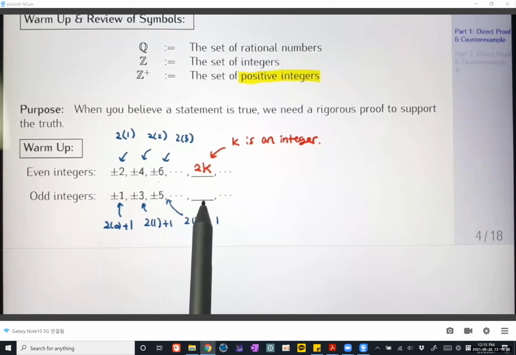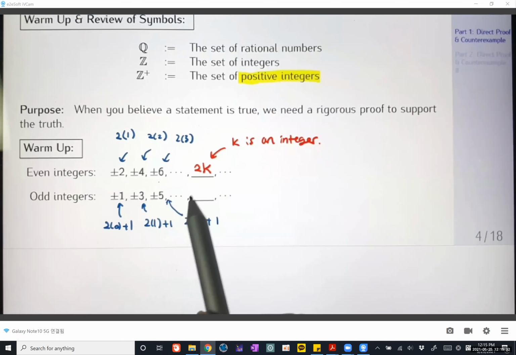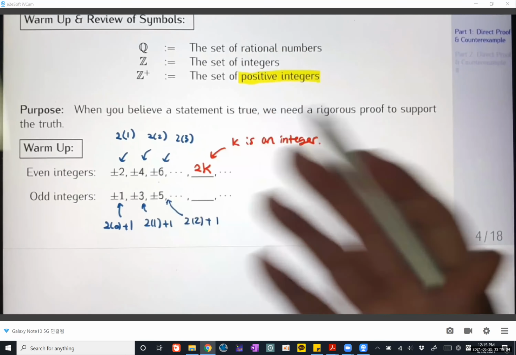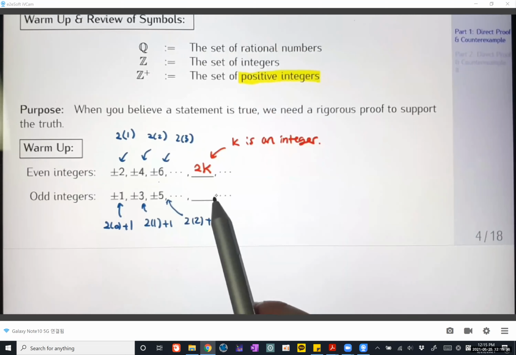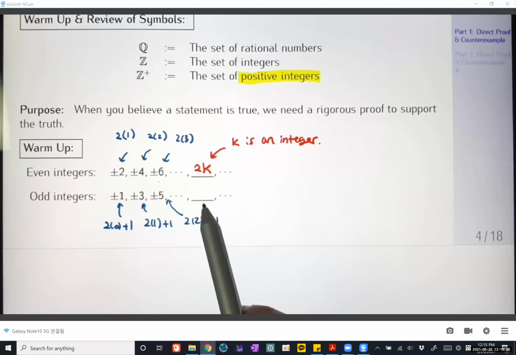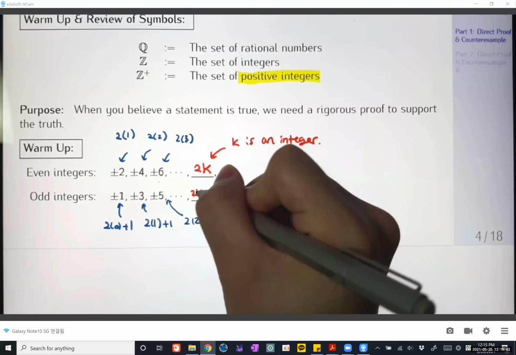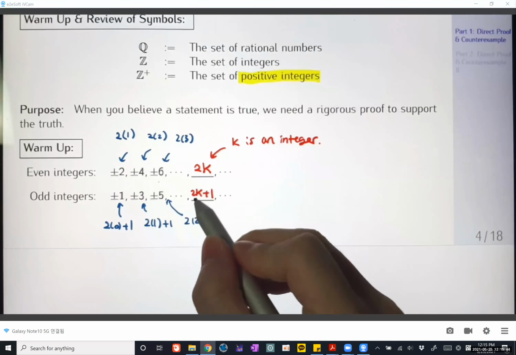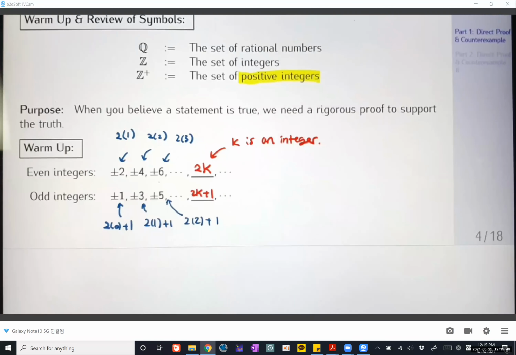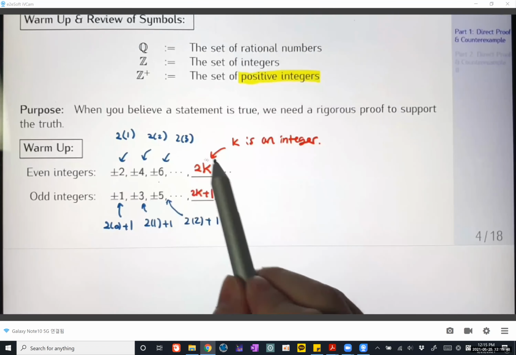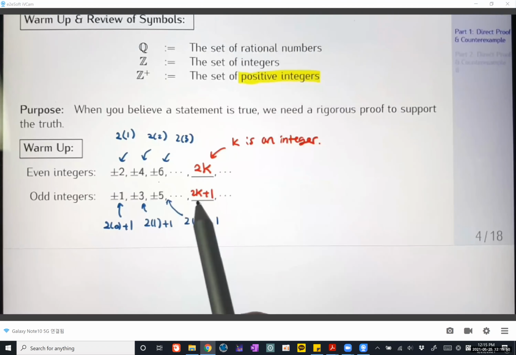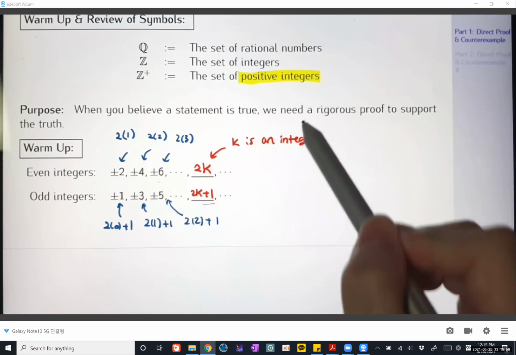So can anyone tell me the general expression of an odd integer? As it goes along, the general expression of an odd integer looks like 2 times k plus 1. Yes, thank you, Ryan. 2 times k plus 1. And you guys know k is some integer. We're going to use this expression in the 3-1 video and the 3-2 video that will be coming up right after I post this video.